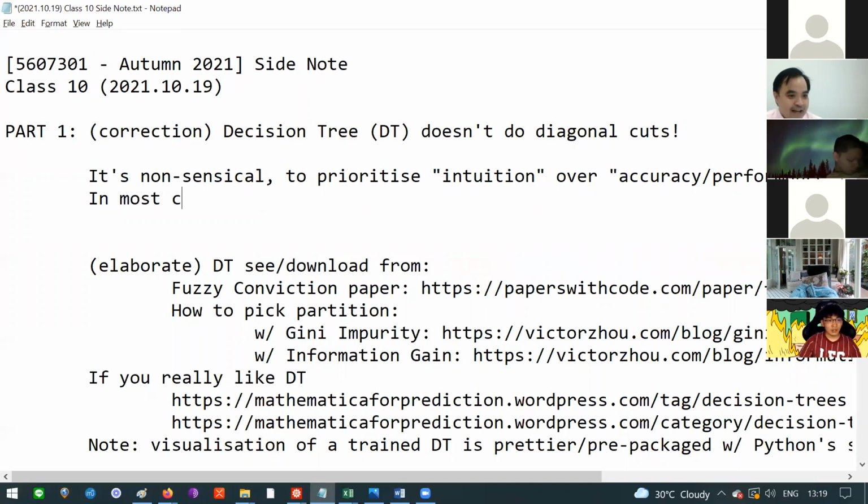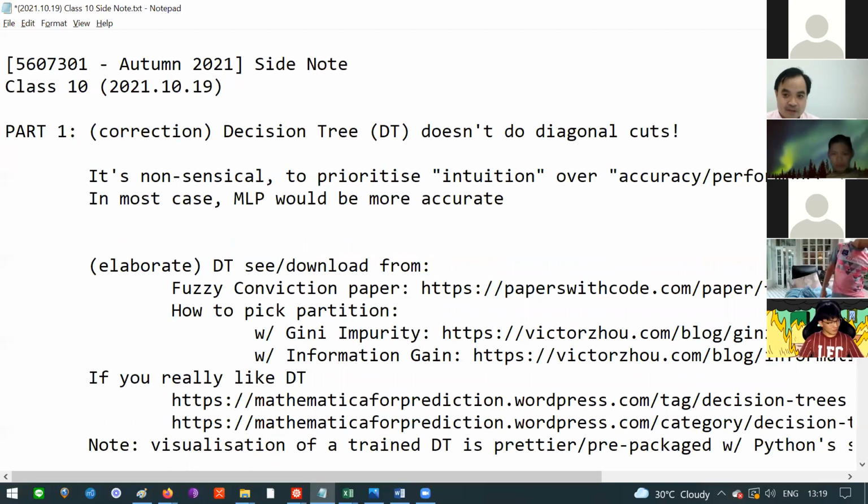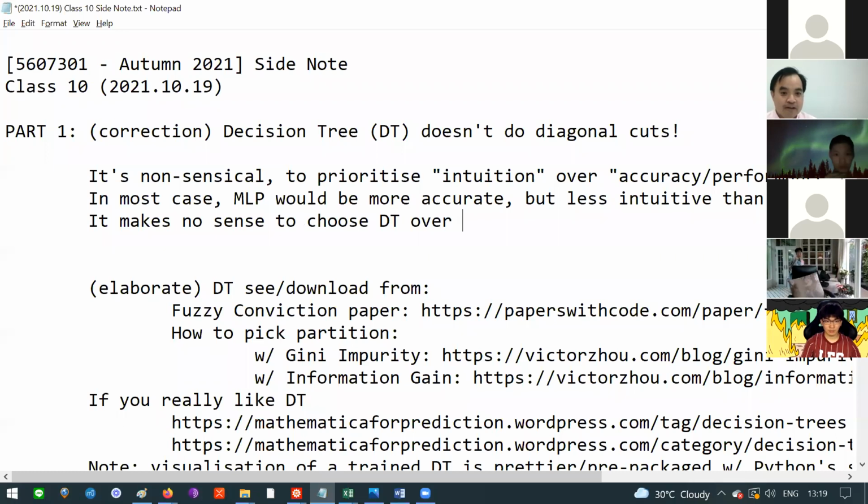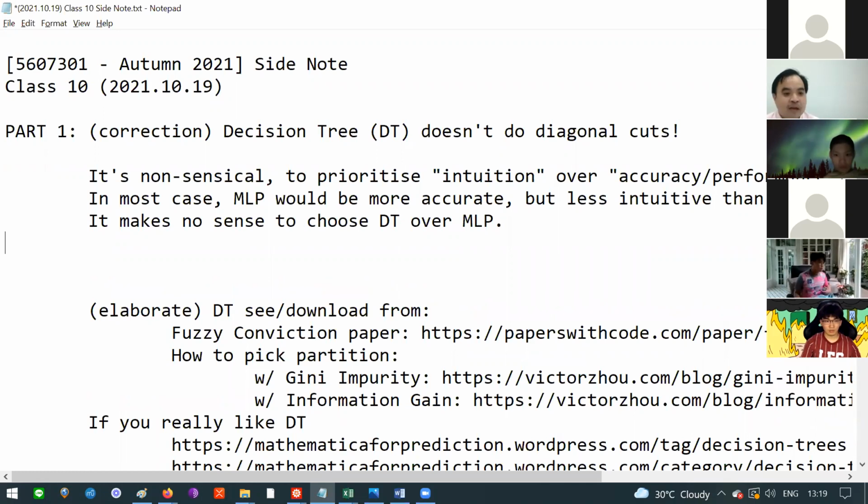In most cases, something like MLP, multi-layer perceptron, would be more accurate but less intuitive than decision tree. So it makes no sense to choose decision tree over MLP. It makes no sense, absolutely no sense.